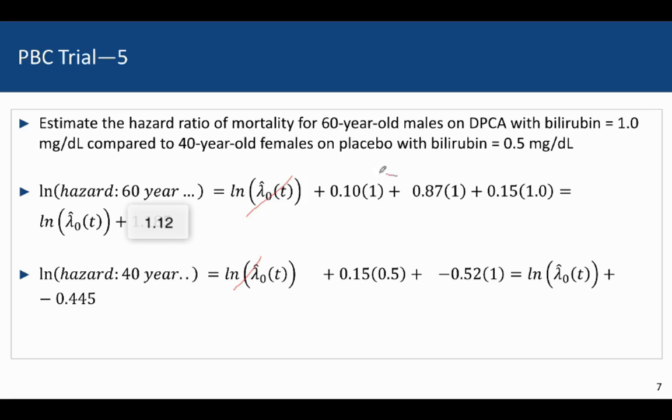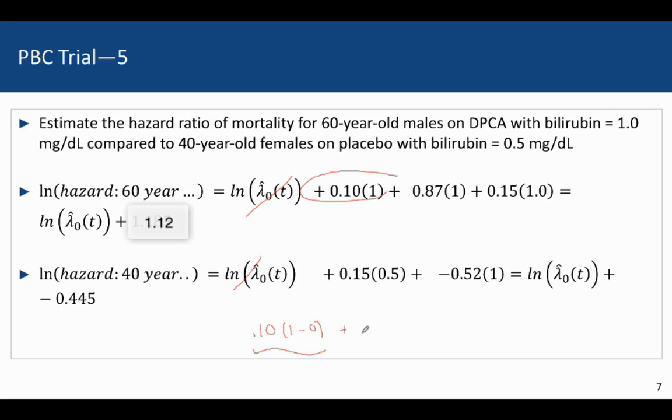The difference that comes from being in the different treatment groups would come from the difference in treatments times the slope for treatment. It's binary, so the first group was a 1 because they were in the DPCA group. The second group is a 0 because they were in the placebo, so this is the part of the overall difference in log hazards that comes from the treatment difference.